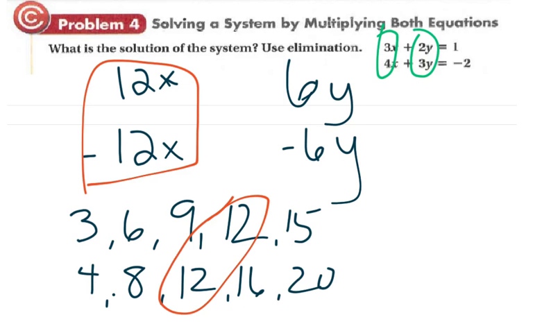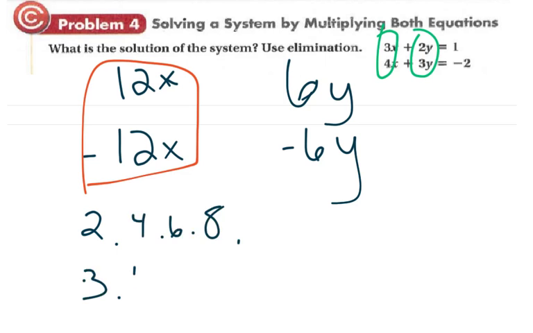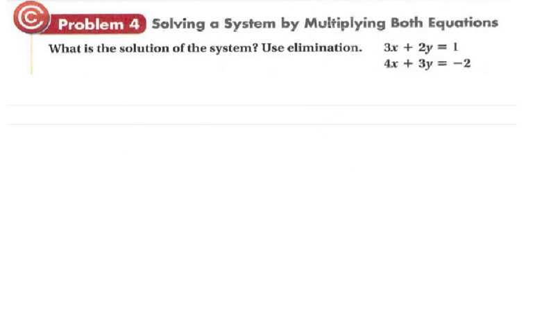easiest choice. Okay? In the same concept, 2 and 3, if I were going to 2, 4, 6, 8, and then 3, 6, 9, 12, notice 6 is their first multiple. So we always try to make it easier on ourselves. We don't want to do more work than we have to. So it's really our choice. Do we want to go to 12x or do we want to go to 6y? And it doesn't matter which one we choose.